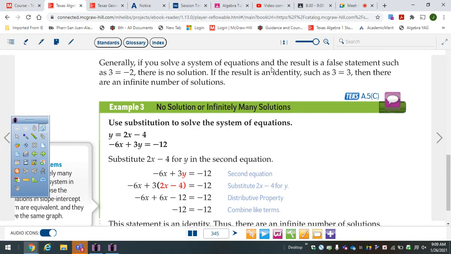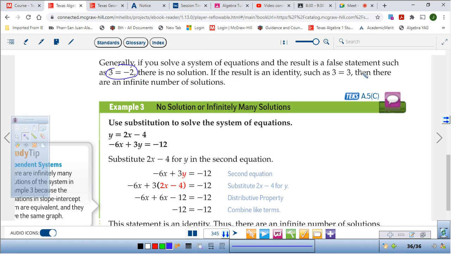Okay, so let's come back over here. Generally, if you solve a system of equations and the result is a false statement such as this, that's a false statement. It's not saying only this, it's saying such as this, there is no solution. And if the result is an identity, identity means like yourself, you get that same thing back. If 3 is equal to 3, then there is an infinite number of solutions. Okay, so be aware of those when you get those things and you kind of freak out.